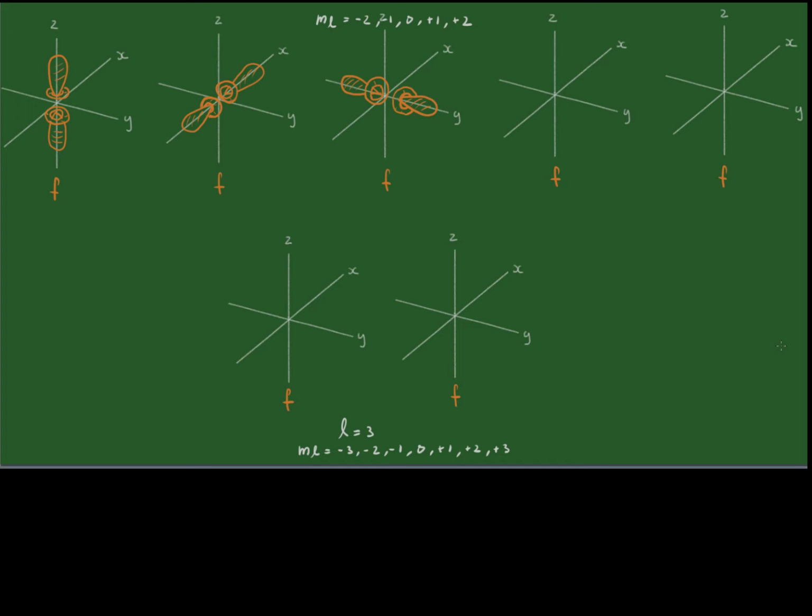Now I will not go into their designations because they get more complex, just like their shapes. And also I would like to mention that there are orbitals beyond f. However, they very rarely come into play, so I will not worry about them.